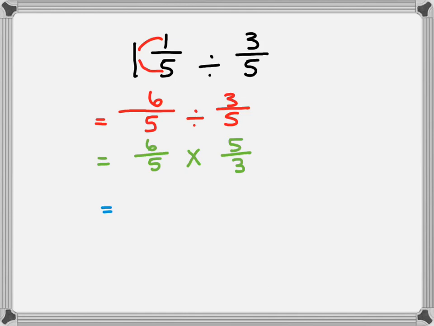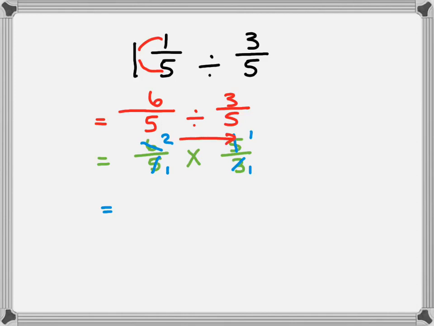We can see 5 can go into itself once and into 5 once. We're dividing those two 5s by 5 because it's on the 5 times table. 3 can go into itself once and into 6 twice. Now we're going to times out.